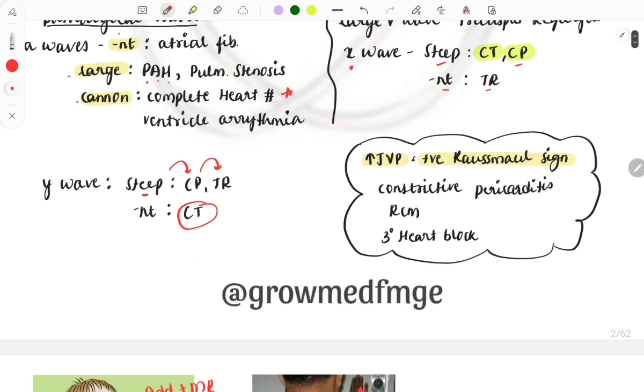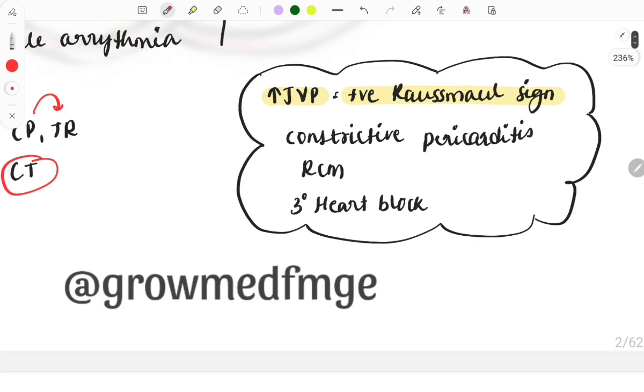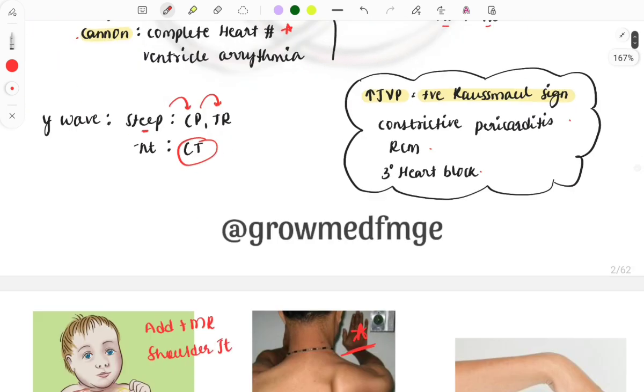So another important thing from this JVP is that positive Kussmaul's sign is seen in three conditions: CP, RCM, restrictive cardiomyopathy, and third degree heart block. Okay, so an "all except" kind of question can be asked. You need to remember this one.